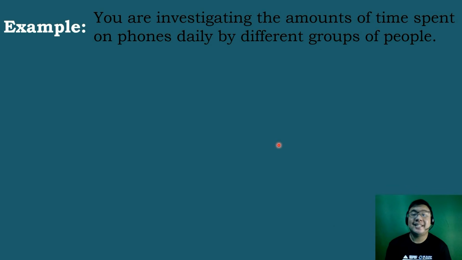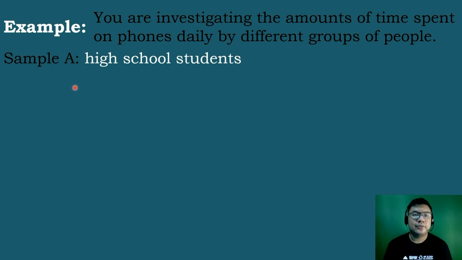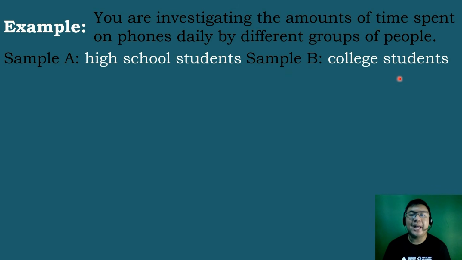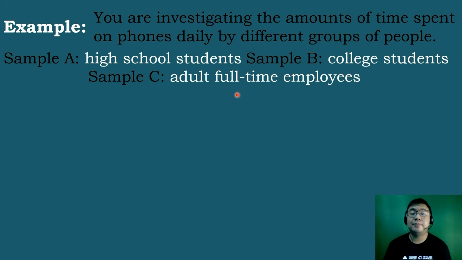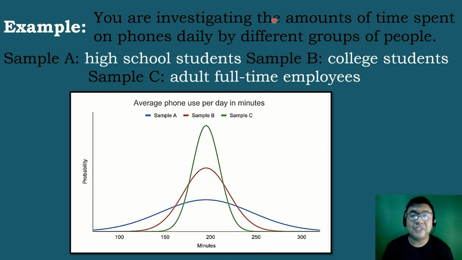You are investigating the amount of time spent on phones daily by different groups of people. For sample A, we have high school students. For sample B, we have college students. And for sample C, we have adult full-time employees. Using simple random samples, we will collect the data from the three groups. All three of our samples have the same average phone use at 195 minutes or 3 hours and 15 minutes.